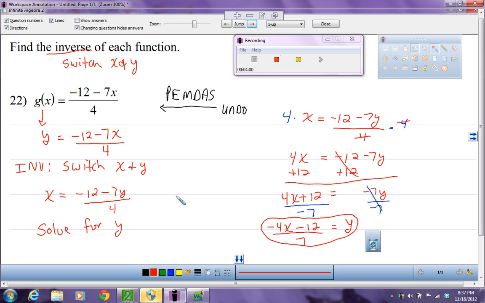Of course, the way you would see it, though, you would say the inverse of g of x is negative 4x minus 12 all over 7. Because remember, if you see that little negative 1 power there, that means the inverse. Okay?